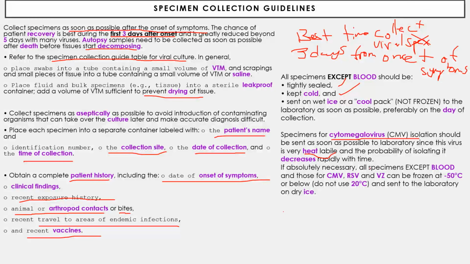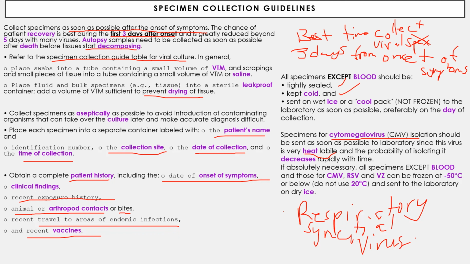It is absolutely necessary that all specimens except blood and those for CMV, RSV, which stands for respiratory syncytial virus, and VZV, which would stand for varicella zoster, should be frozen at negative 50 degrees or below and sent to the laboratory on dry ice. Take note of that, class.